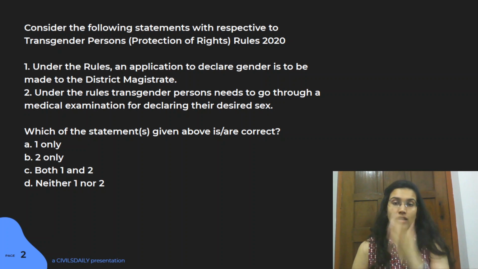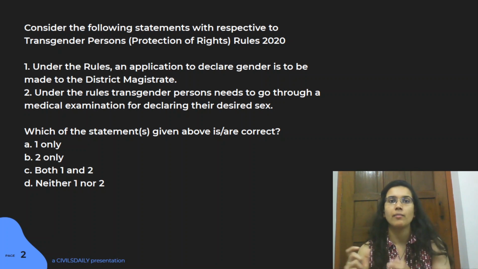The basic idea here is again to keep a tab on all the bills and the acts and the rules that have been passed recently. There was a previous year question that was asked related to private member bill. Why was that question asked? Because a private member bill was actually put in the parliament, right? So, linked to these ideas, your static portion related questions can always come into your examination. So, you're doing this particular rules right now.